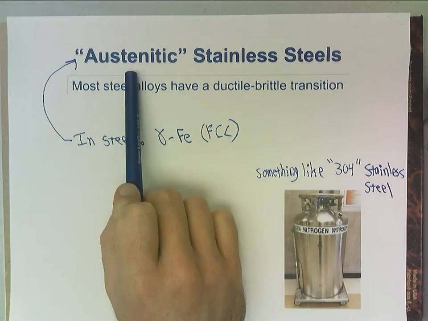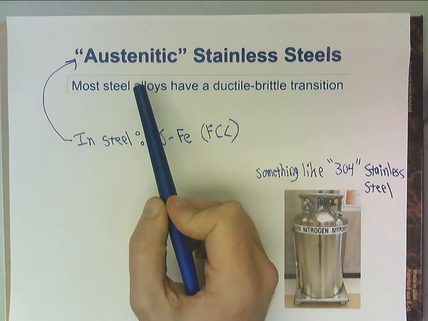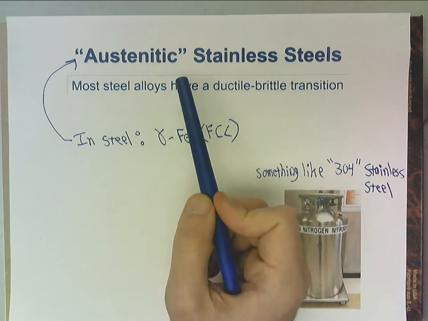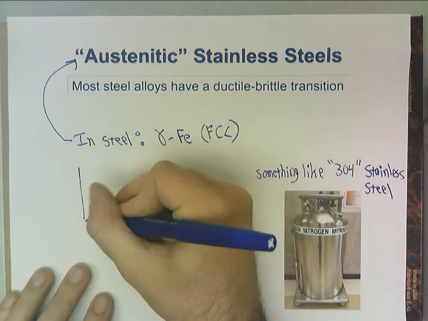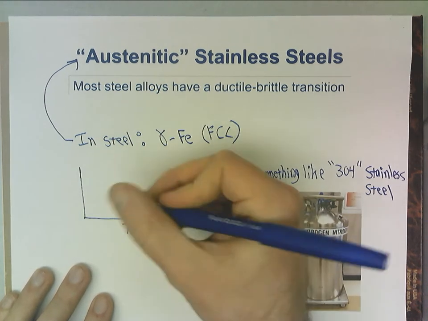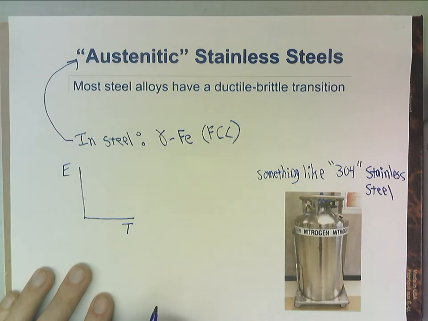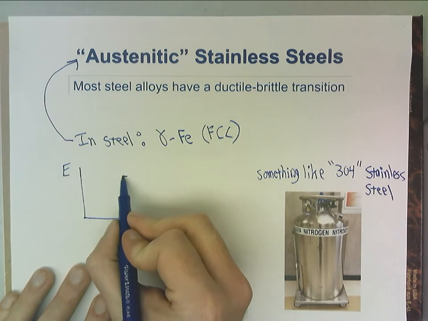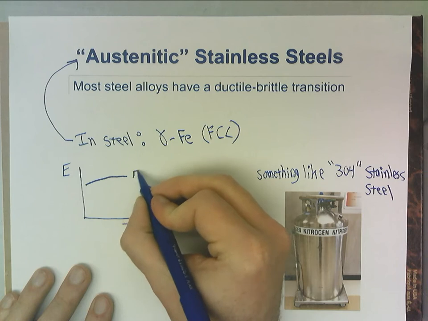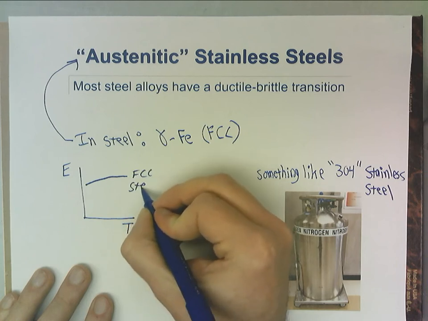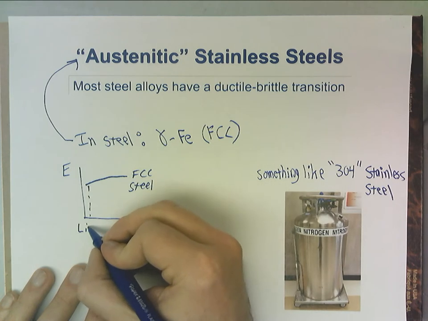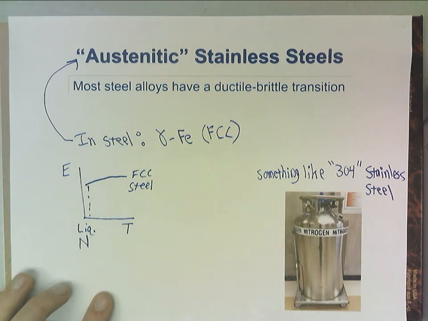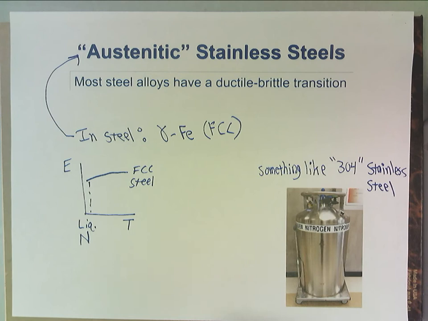But this is a category of steel. You can go online, look this up, find some to buy. So most of our steels have a ductile to brittle transition. For our austenitic ones, temperature and energy, guess what? Face-centered cubic steel, tough, even way down here with liquid nitrogen. Yay, that's what we want.